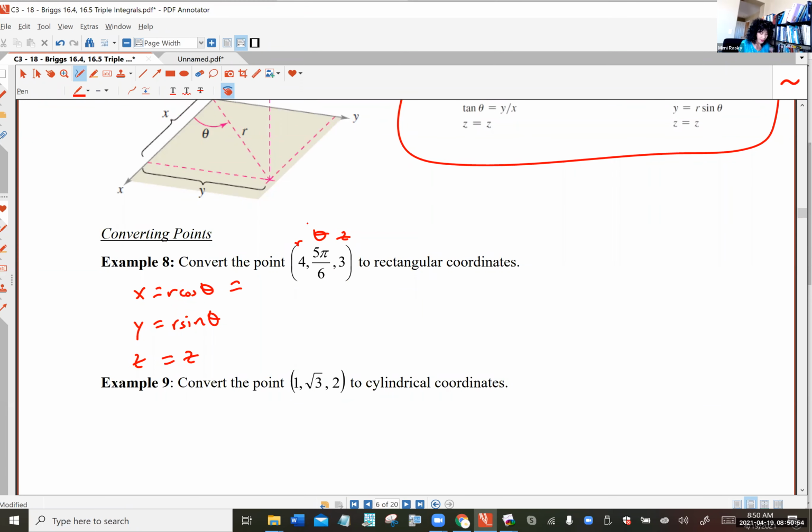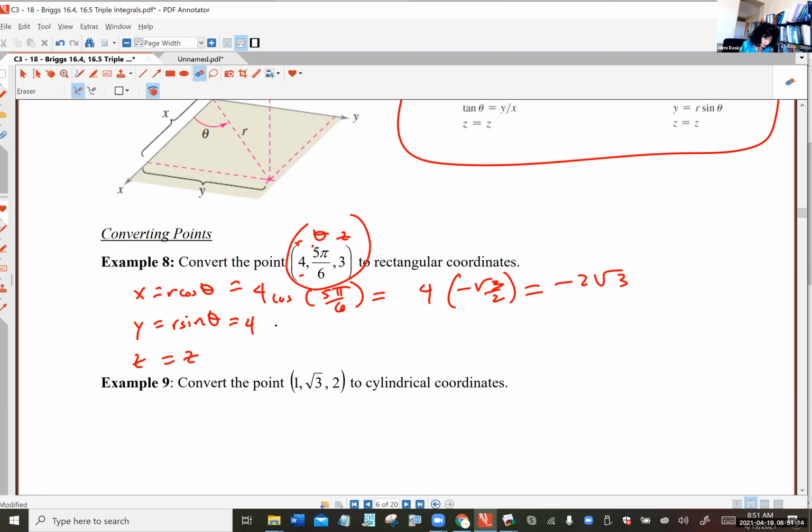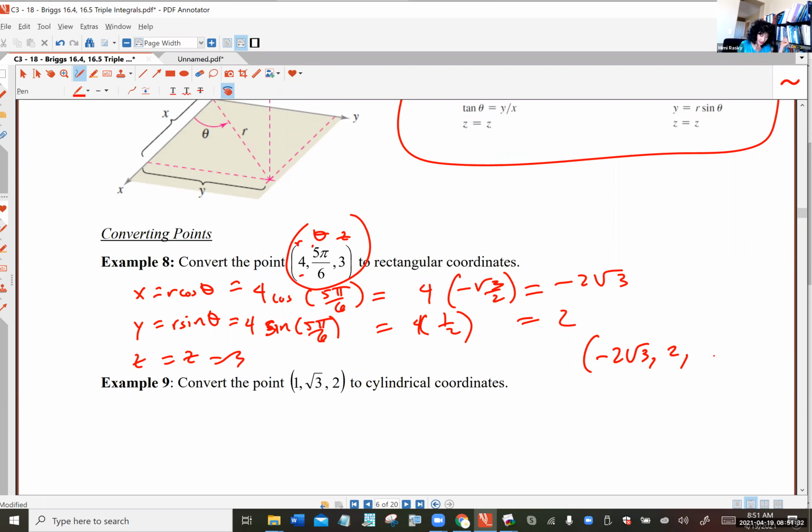So if you honor the order here, r, theta, z, r is 4, so 4 cos, and then theta is 5 pi over 6. And I think cos of 5 pi over 6 is negative square root of 3 over 2, and then after reducing, your x coordinate will be negative 2 square root of 3. For y, you're going to have r sine theta, so you'll have 4 sine 5 pi over 6, and I think sine of 5 pi over 6 is a half, and that'll just reduce to 2. And z is just itself. z is just 3, no changes there. So the ordered triple, you always want to write this as an ordered triple, it just looks like this. There's the point in rectangular, same point.